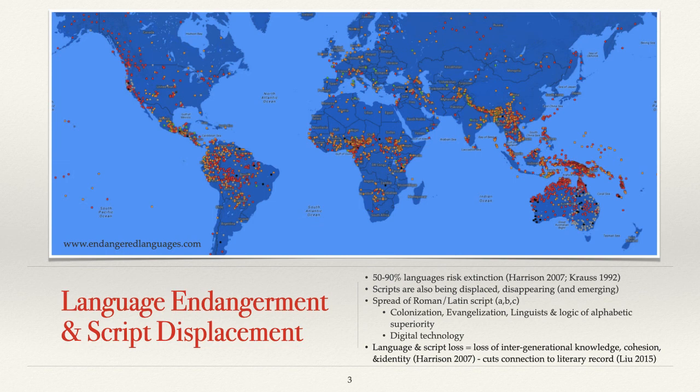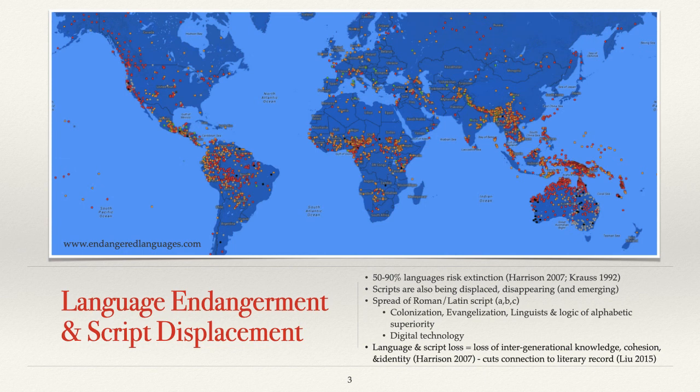Many of you may be familiar with the linguist prediction that 50 to 90% of languages risk extinction this century. And it's not only languages, but also scripts that are being displaced and disappearing, as well as emerging. There are a number of new scripts that have been invented in recent history.